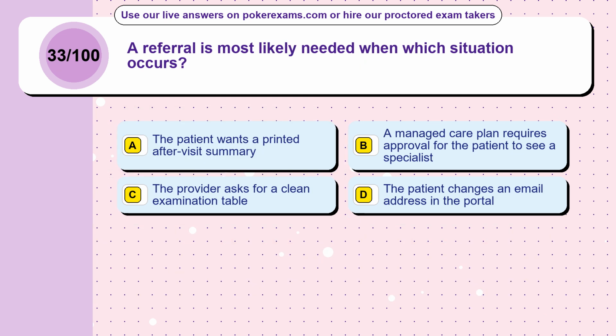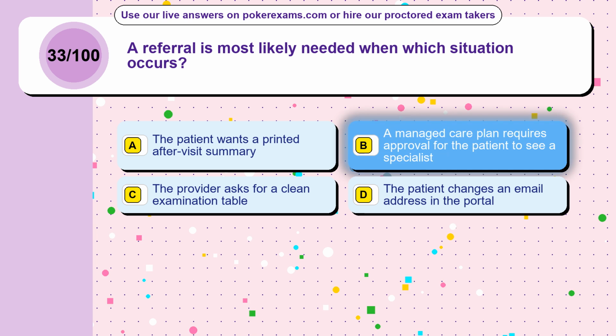Question 33. A referral is most likely needed when which situation occurs? Option A. The patient wants a printed after-visit summary. Option B. A managed care plan requires approval for the patient to see a specialist. Option C. The provider asks for a clean examination table. Option D. The patient changes an email address in the portal.